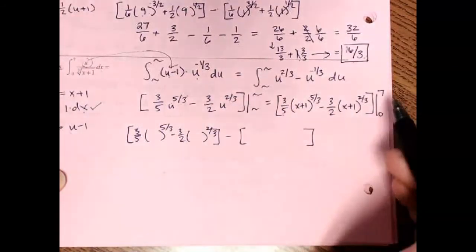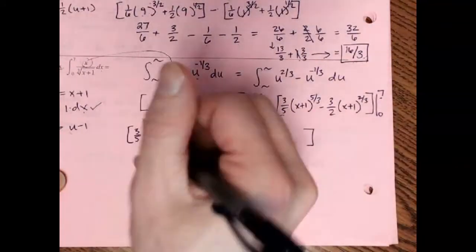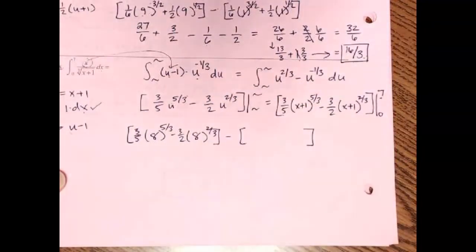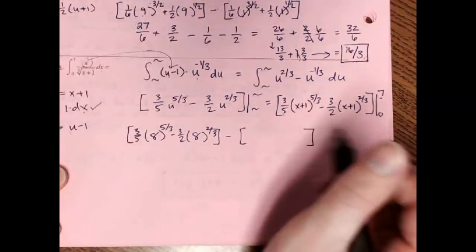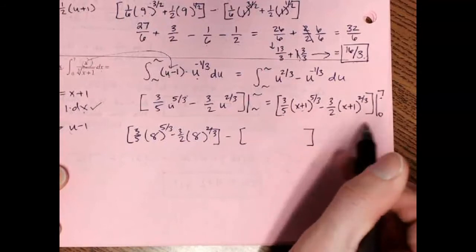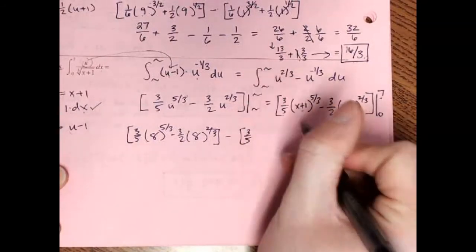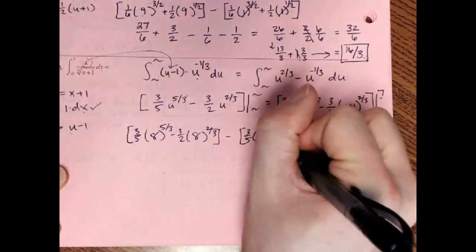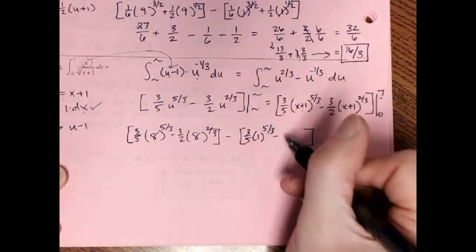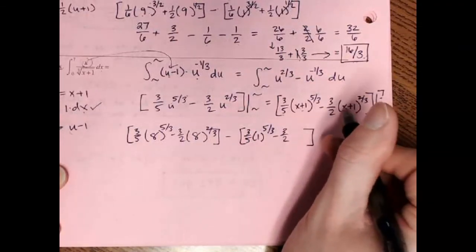Let's see, if I plug in 7, 7 plus 1 would be 8. And then let's see, let's do the lower evaluation. If I were to plug in 0, you'd have 3/5, 0 plus 1, so that'd be 1 to the 5/3 minus 3/2, 0 plus 1, 1.